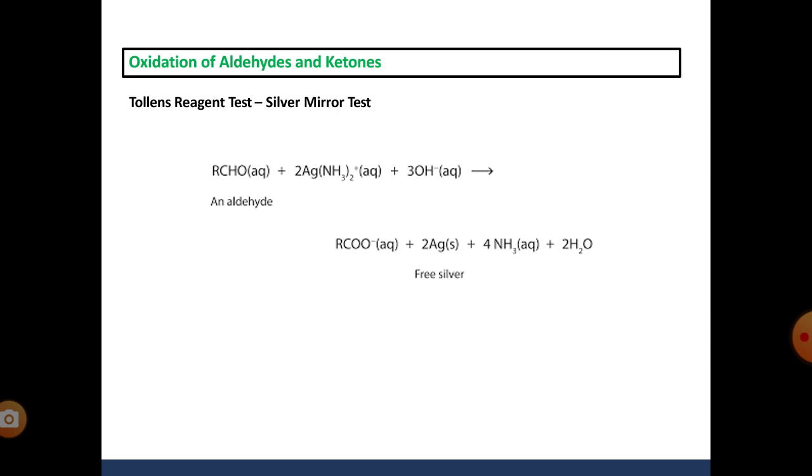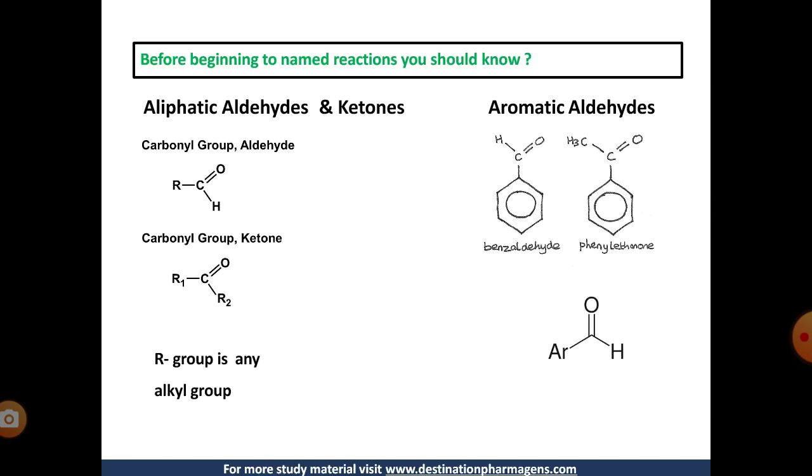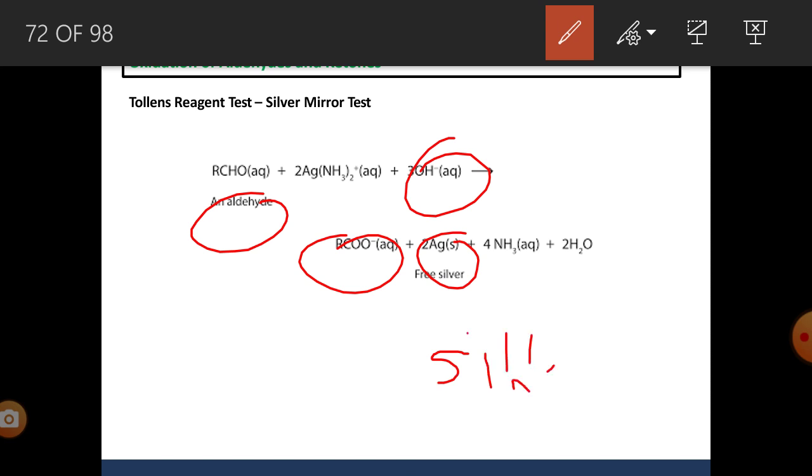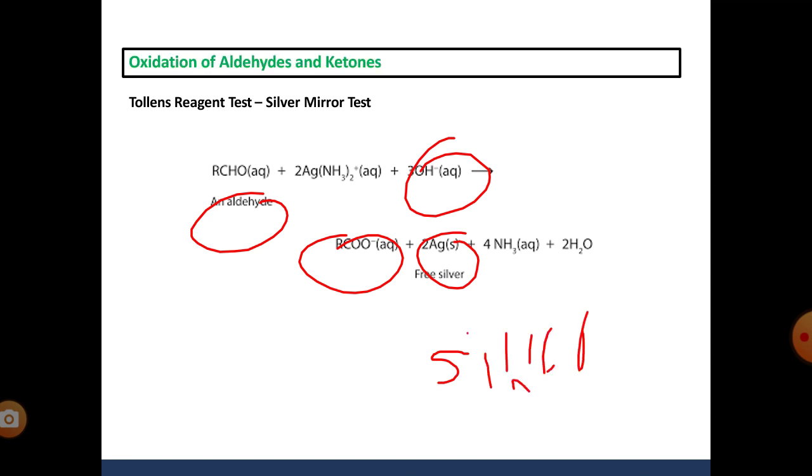Then the qualitative test. With the help of Tollens reagent, we can identify a given aldehyde. In Tollens reagent there is an ammoniacal solution of silver, so we have to perform it in alkaline media. The aldehyde can be converted into the carboxylate anion and free silver is liberated. This free silver then forms a mirror image, a silver image, and that is why this is one of the identification tests for aldehyde, the silver mirror test.